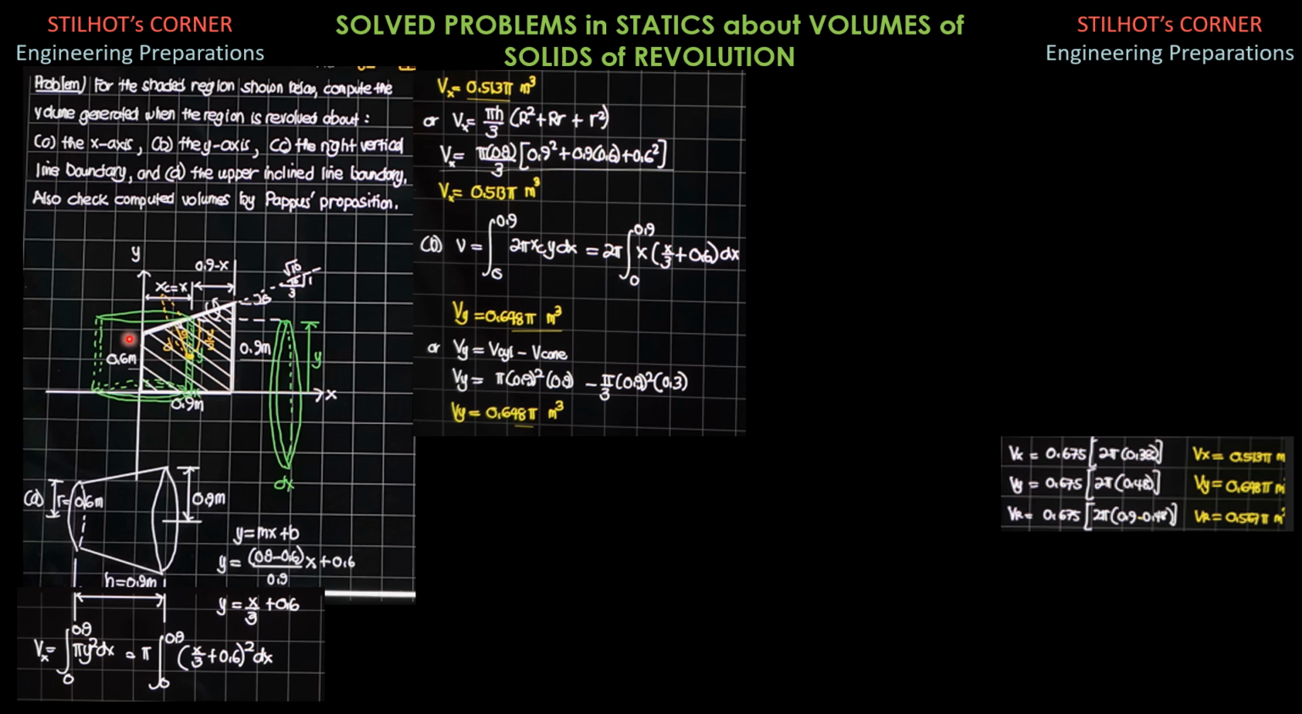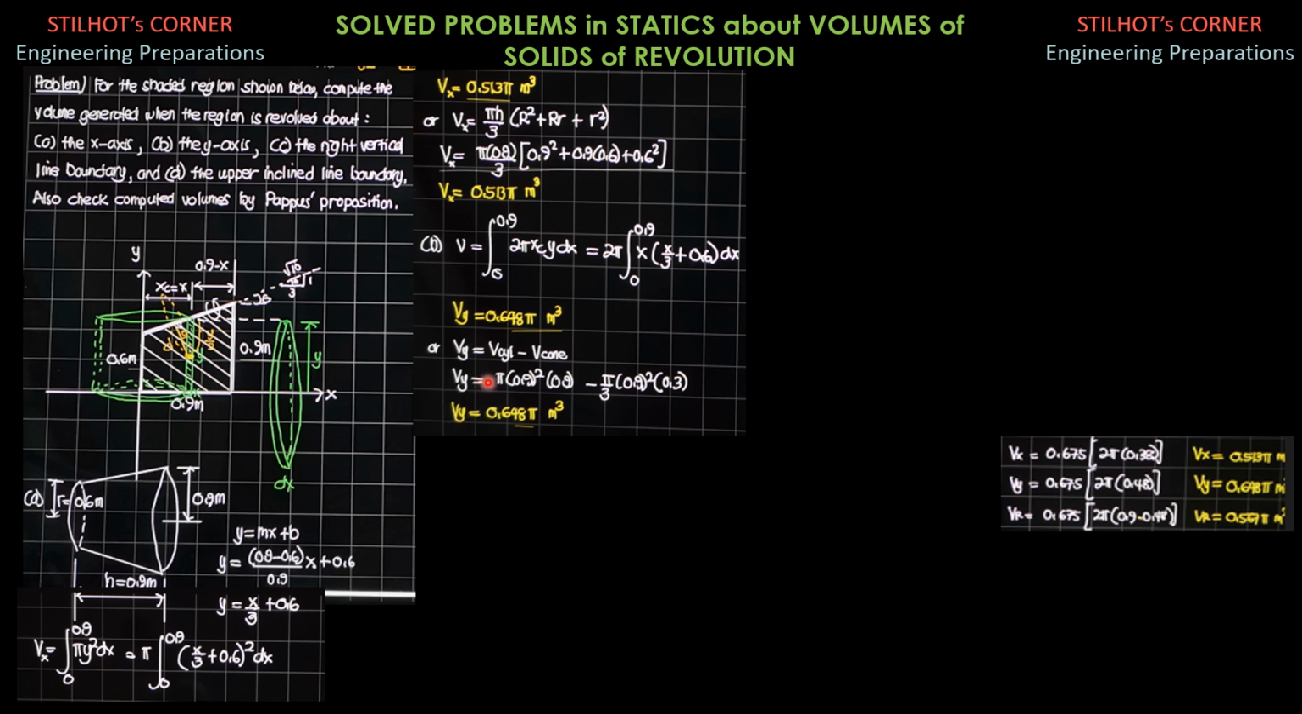Which is the volume of this cylindrical shell. So 2 pi, x sub c is just x, integral from 0 to 0.9 of x times y, where y is quantity x over 3 plus 0.6, then dx. Using your calculator, it is 0.648 pi cubic meter. As mentioned earlier, it is the volume of the big right circular cylinder minus the volume of the cone.